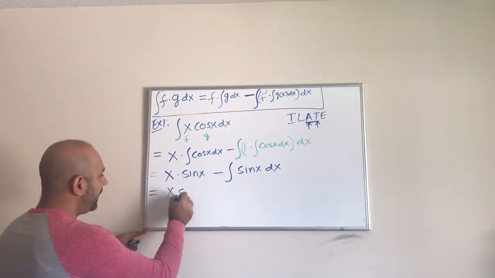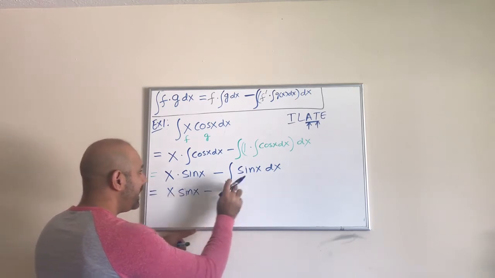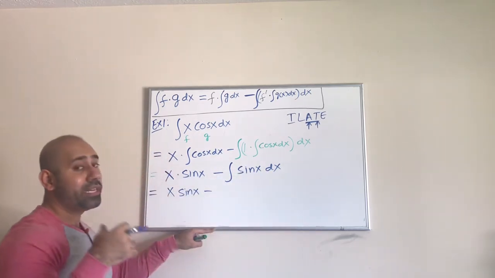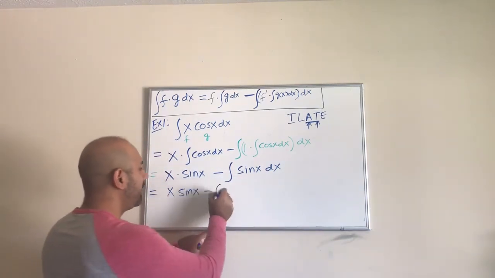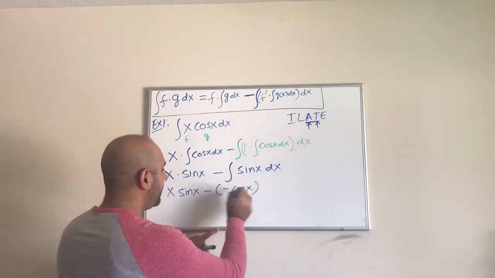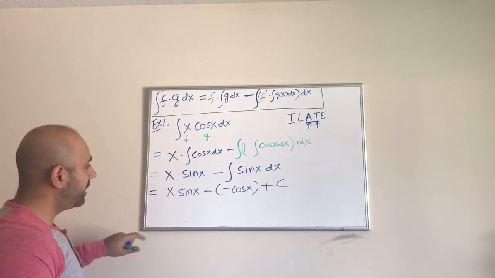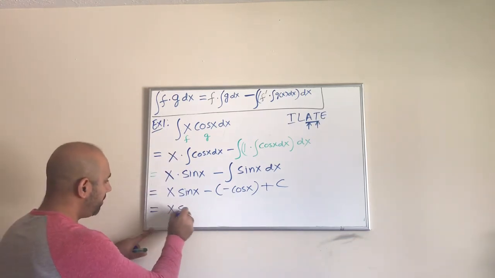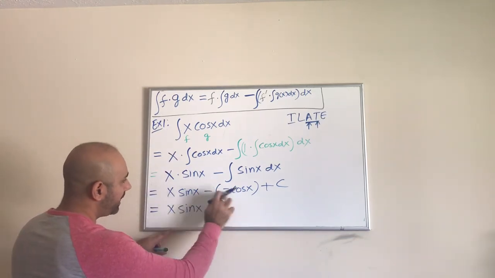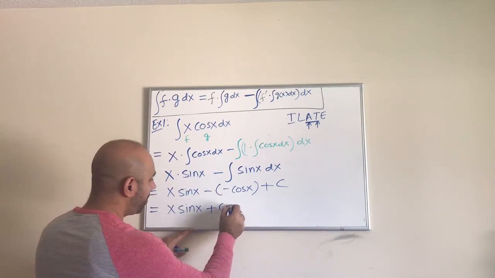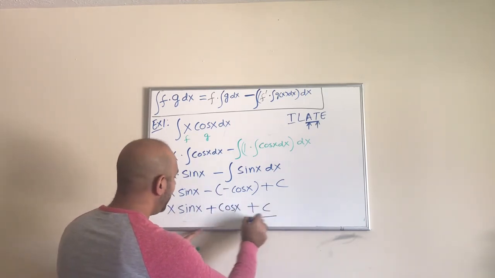So it's x sine x minus the integral of sine x, which, guys, is negative cosine x. So it's going to be negative cosine x, and then of course a plus c. Don't forget that plus c, it is an indefinite integral. Then let us see if we can simplify further. It seems like we can. Negative times negative is positive, so it's positive cosine x, and then there's a plus c.